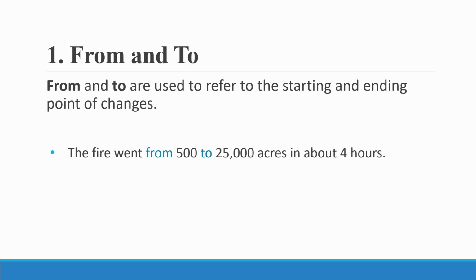We can also use from and to when we want to talk about the starting and ending point of changes. The fire went from 500 to 25,000 acres in about 4 hours. The sentence states that change has happened, which is the fire gradually getting bigger, starting from 500 to 25,000 acres.